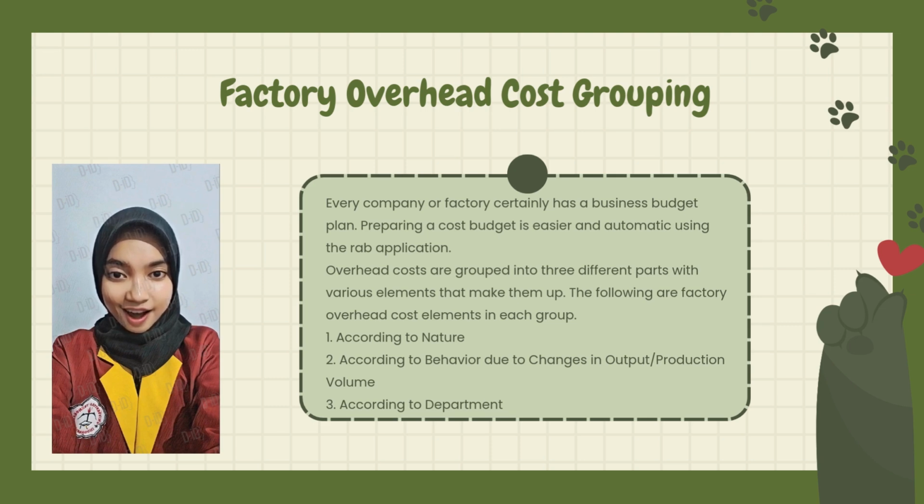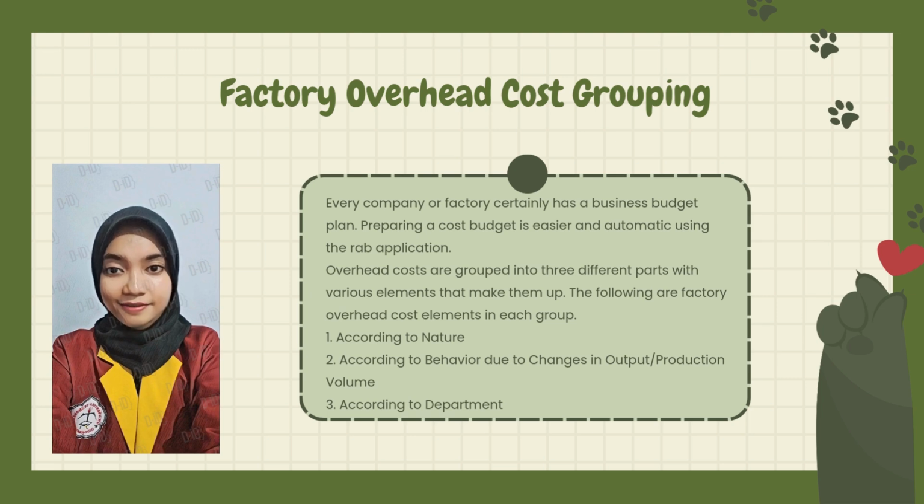2. According to behavior due to changes in output/production volume. In this group there are also three elements in it, including fixed BOP, a type of BOP that is not affected by the volume of output/production. Examples include legal consultant fees, rent, insurance, and depreciation of fixed assets.